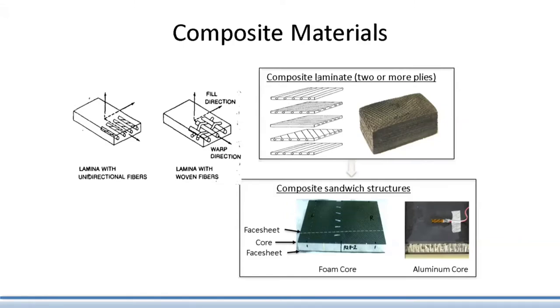So now I'm going to continue here, explaining that you have to look at the application of foam core and aluminum to determine what's the better choice, whether it's an aerospace application or an automotive application. Does that make sense?